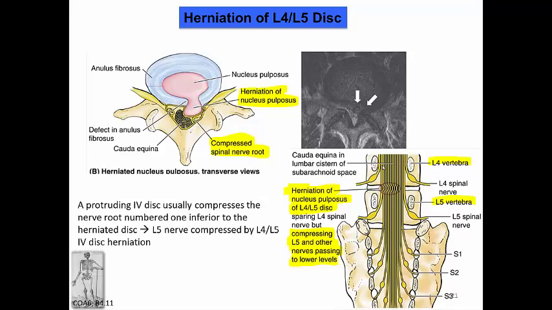See, these are the pedicles of L4, these are the pedicles of L5, and looking into here we can see that the L4 nerve will leave here, will leave through the intervertebral foramen, so the L4 spinal nerve is okay, but the L5 spinal nerve is being compressed, at least here on the left-hand side.